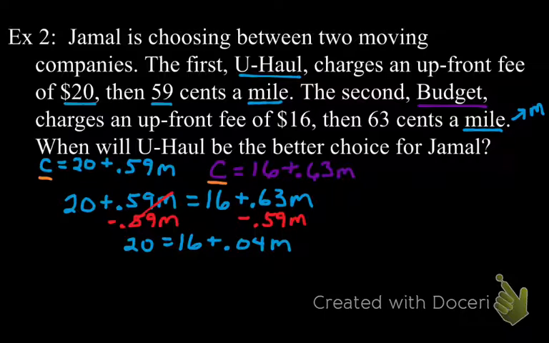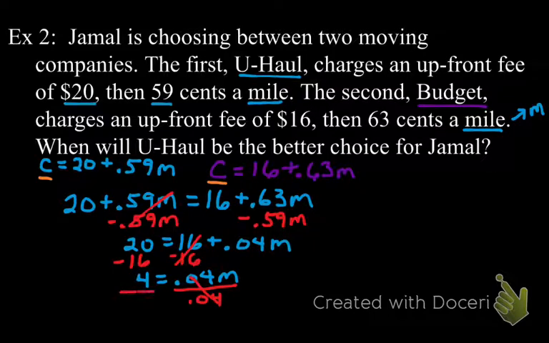Next, our goal is to get that m by itself, so we're going to subtract 16 and cancel that out on the right. So now we have 4 equals 0.04m, and then our last step is going to be to get the m by itself, divide by 0.04 to cancel that out. And when we do that, we end up getting that m equals 100. Okay, now what does that mean? Well, it means that the cost is equal for both companies if the number of miles driven is 100 miles.